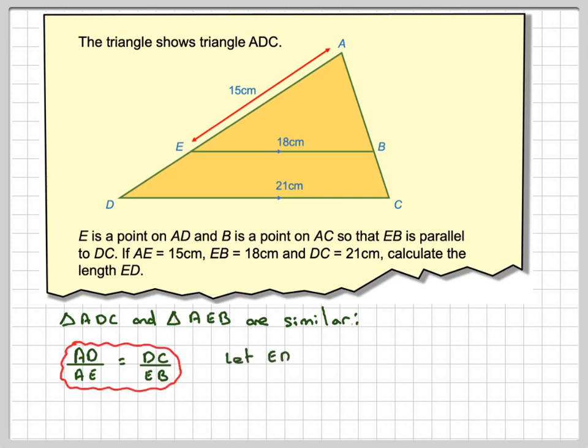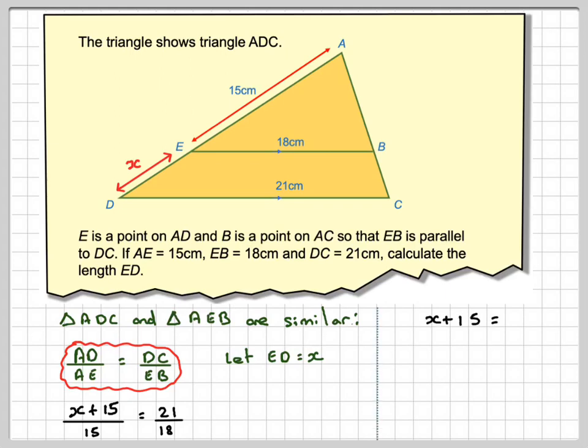Right, substituting in the numbers, I don't have an expression for AD, but if I let ED, the length that I asked to find, be X, I'll just draw that on my diagram there for you. Then we know that X plus 15, because this length here for AD is X plus 15, over 15 is equal to DC, which is 21, over EB, which is 18.